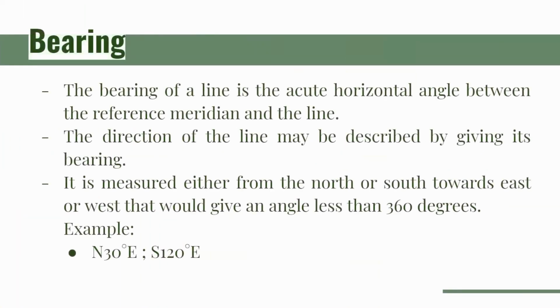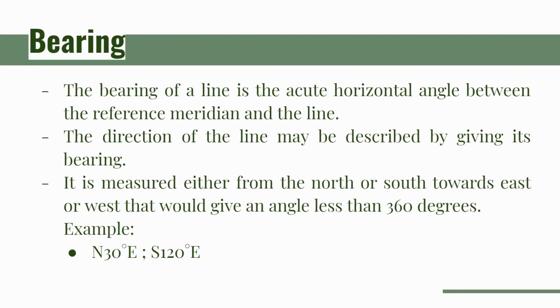So first we define what is bearing. The bearing of a line is the acute horizontal angle between the reference meridian and the line. The direction of the line may be described by giving its bearing. The bearing is measured either from the north or south towards east or west. That would give an angle less than 360 degrees.